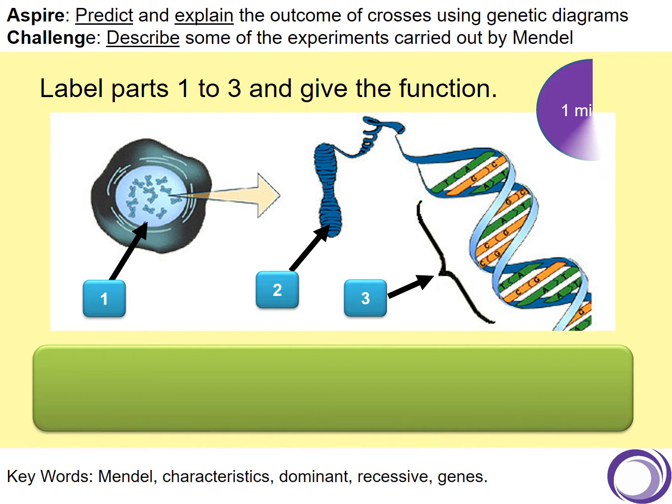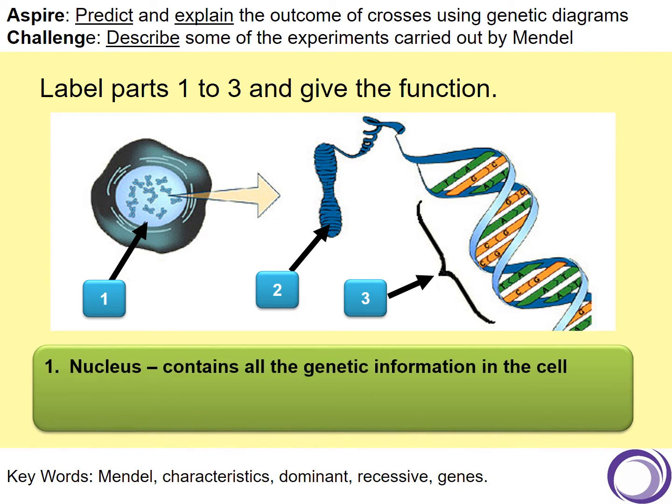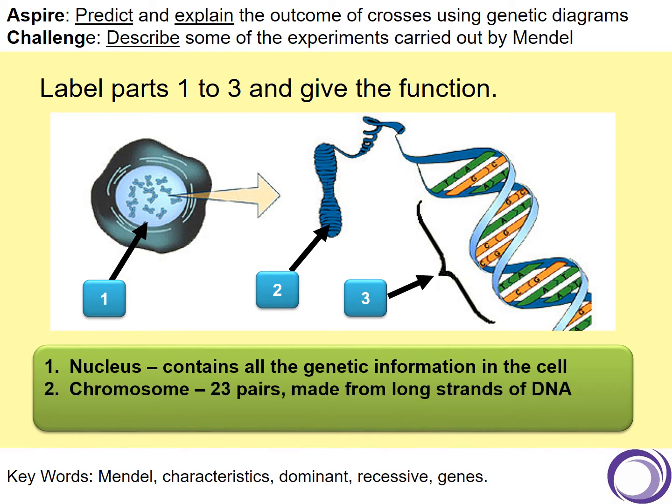Okay, I'm just going to stop you there. You've probably had enough time. So, label number one is the nucleus, which contains all the genetic information in the cell. Label two are the chromosomes, and you can see them in the nucleus, but then they're enlarged for label two. If we're talking about humans, there's 23 pairs of them, and they are made of DNA.